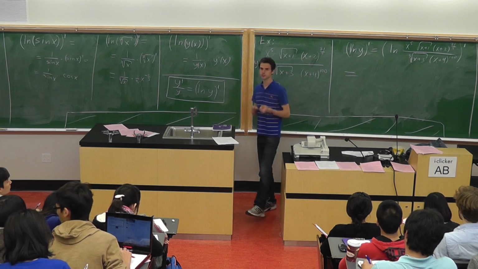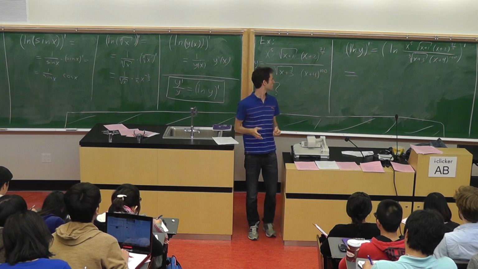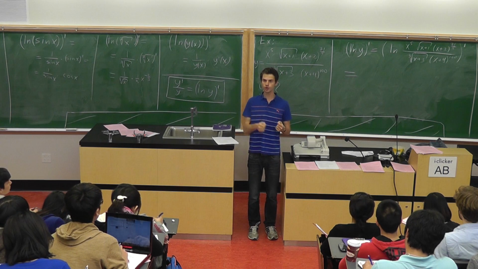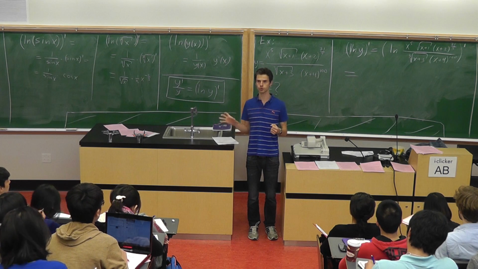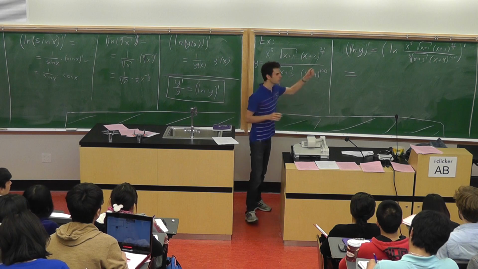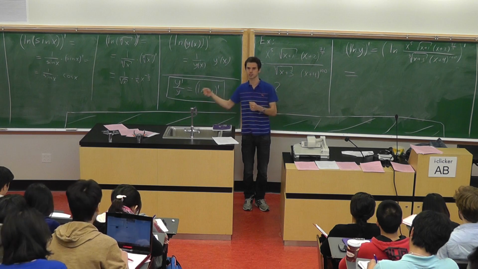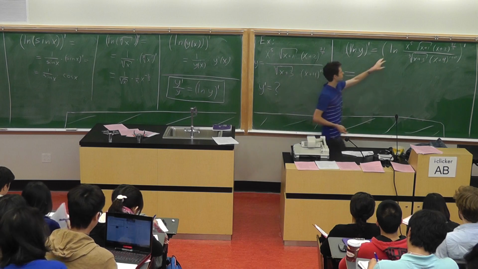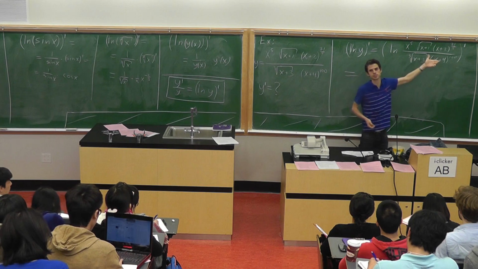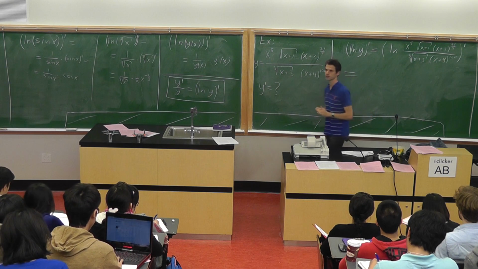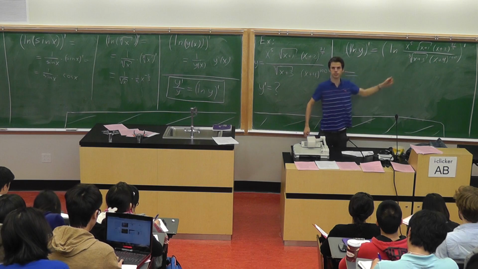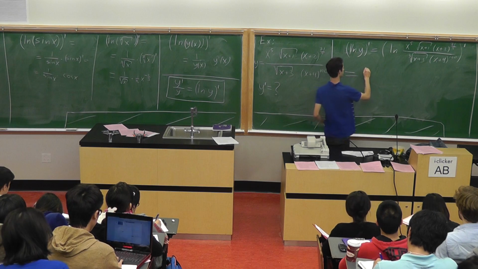The reason is because you have lots of rules for dealing with logarithms. The logarithm of a product is the sum of two logarithms. The logarithm of a power is this power times the logarithm. And the logarithm of a quotient is the difference of two logarithms. So I can rewrite this whole expression in a much simpler way.